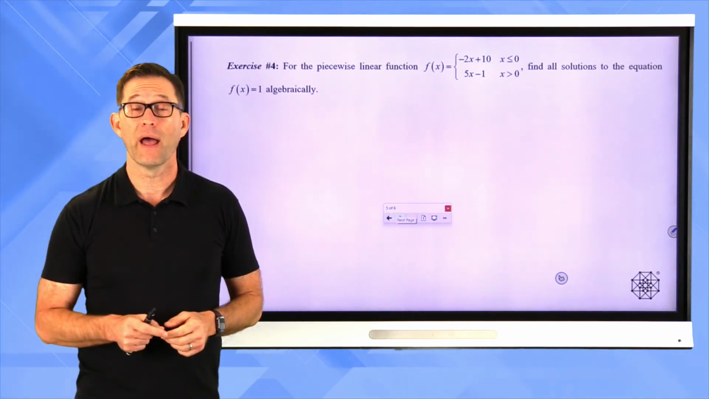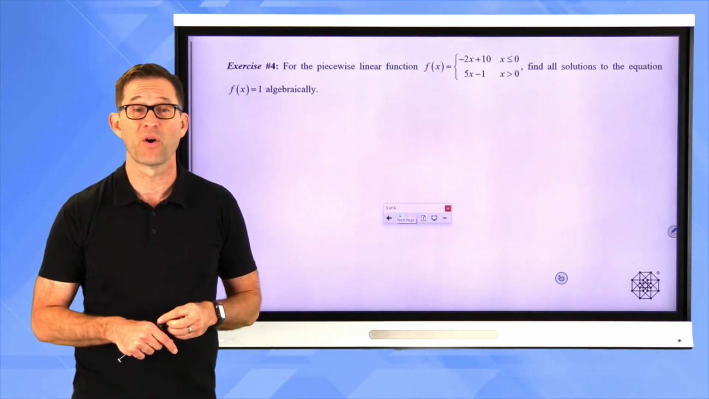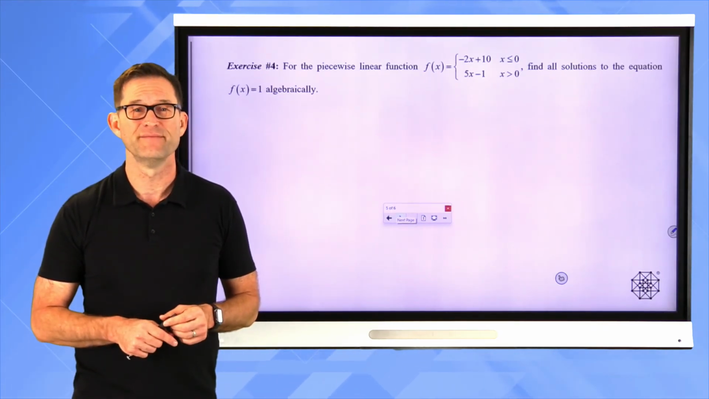I don't know, whatever. We're looking for the x values that give us a y value equal to 1. Pause the video now and see if you can find, well, any at all. Maybe kind of like that last problem, there aren't any. Let's see what you can find.